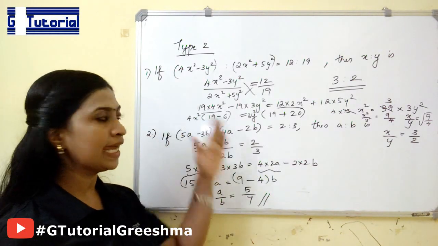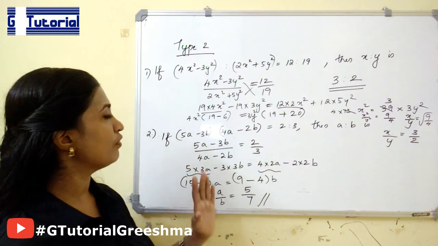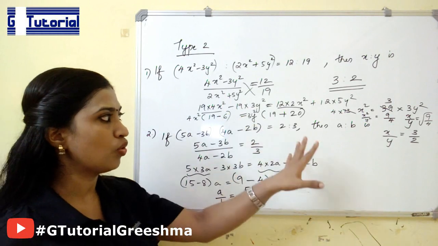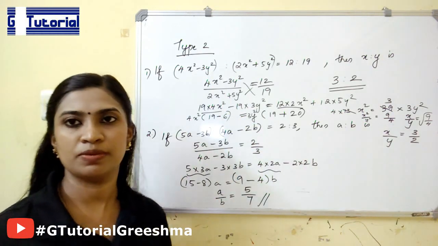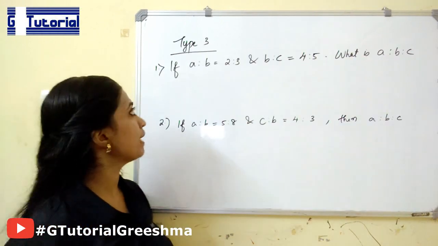So this is the second type of problem. You have to just do the cross multiplication and solving, we will get the answer. Now we can move on to the third type of problem. This is the third type of problem.